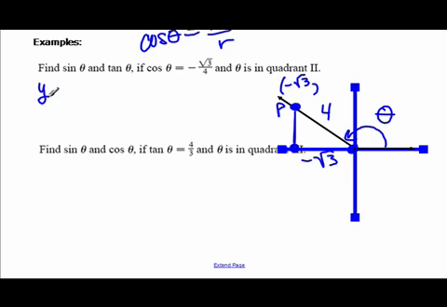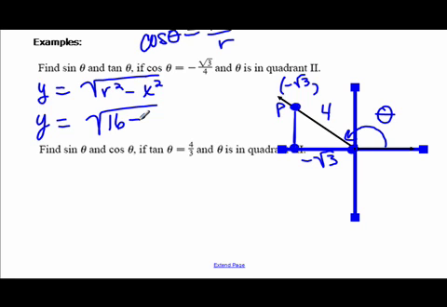So we know that y is equal to the square root of r squared minus x squared. So y would equal the square root of 16 minus negative root 3 squared, which is 3. So 16 minus 3 is 13. So y is the square root of 13. And I can come up with all 6 of my trig values now. I've got x, I've got y, I've got r. I need sine and tangent. Actually, I don't need all 6, right? They're specifically asking for sine.